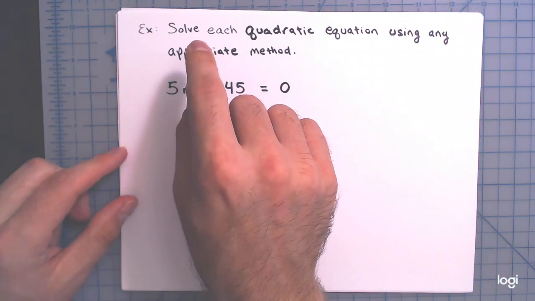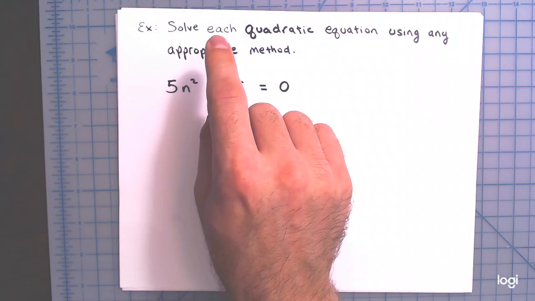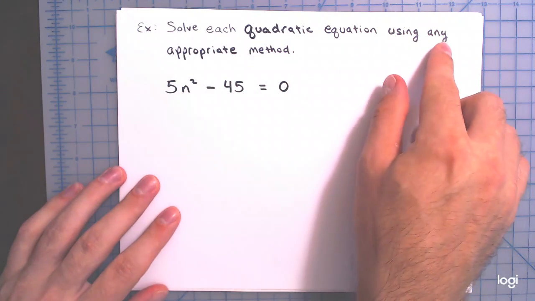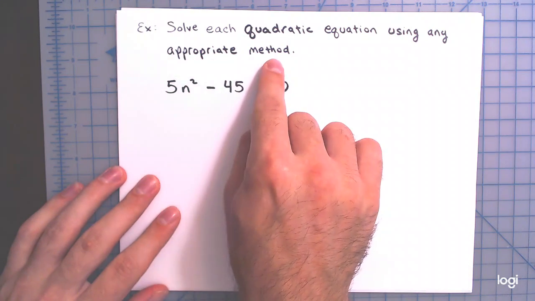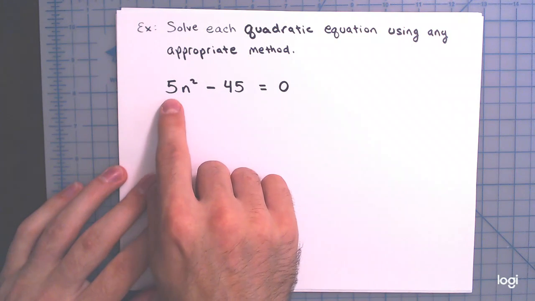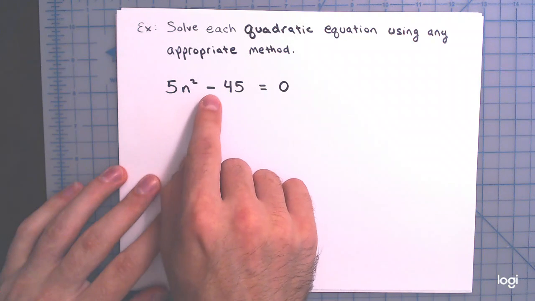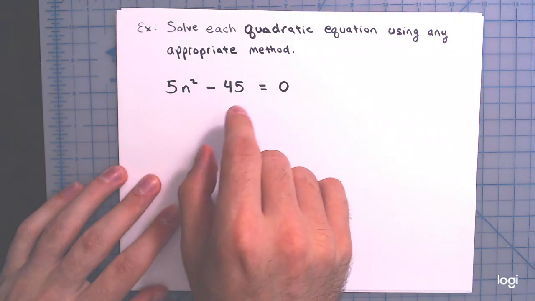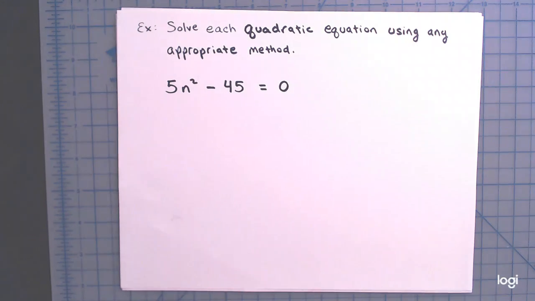So here, for the rest of the examples in this video, the instructions are the same. I'm asked to solve each quadratic equation using any appropriate method. Alright, so the first equation I have here is 5n squared minus 45 equals 0. Now, you can do this again, like I said, this is just how I would prefer to do it. You can do it other ways if you want. In fact, I'll show you a couple ways to do this first one.